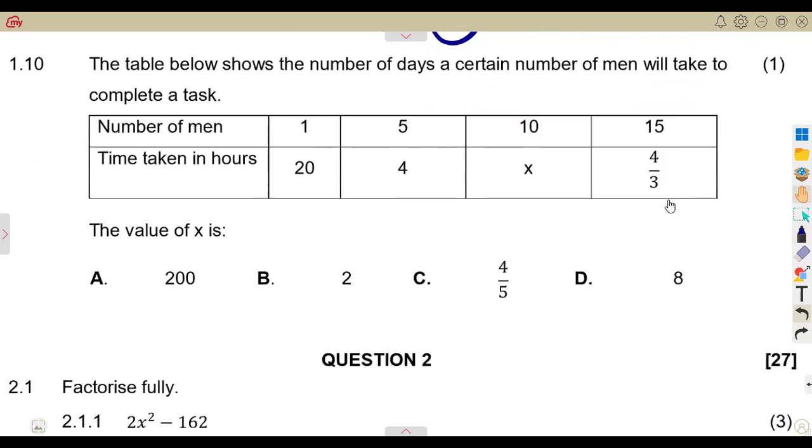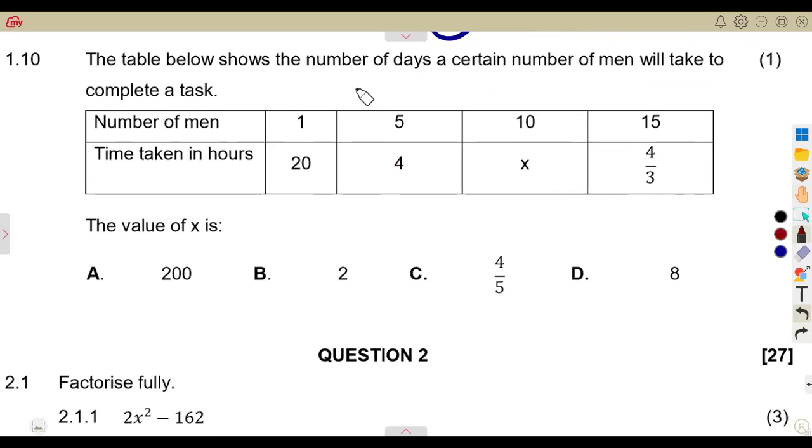All right, 1.10, the table that we are seeing here shows the number of days a certain number of men will take to complete a task. So this is a task. Number of men, 1, 20 hours. 5, they take 4. So as we relate in terms of the task, if you are dealing with time, the more men, the less time taken. If you are 1, as you can see, it's more time taken.